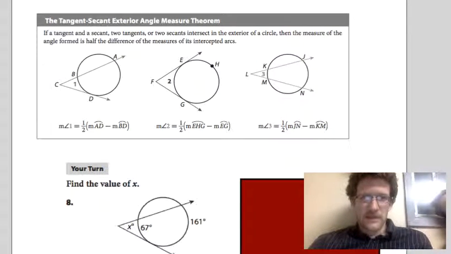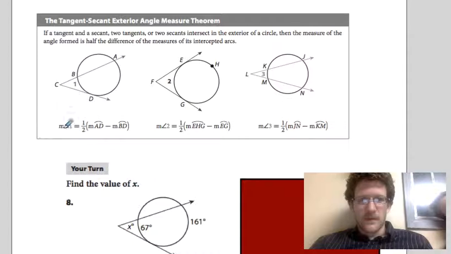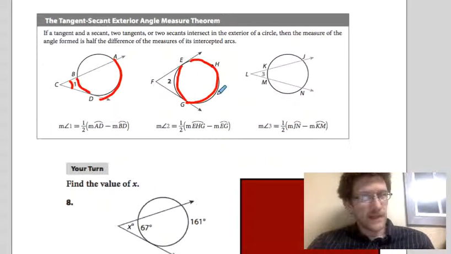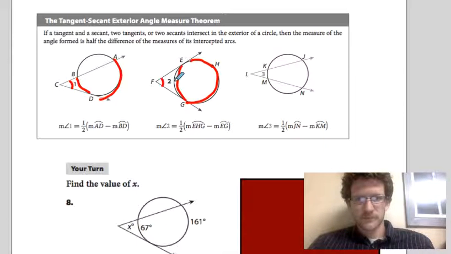Regardless of how it comes out, the measure of that angle is equal to 1/2 the difference of those arcs. So in the case of AD, it's obviously much bigger, so we just subtract the small one from the big one. Same deal here. We have this inside arc and this big outside arc, which will add up to 360. When we subtract them and divide by 2, we get this angle. Same deal with this one.